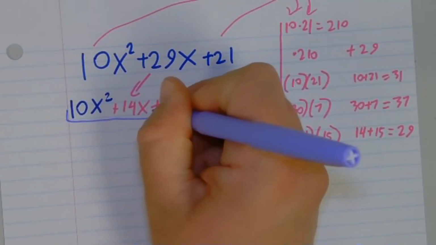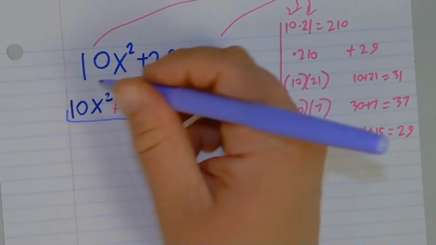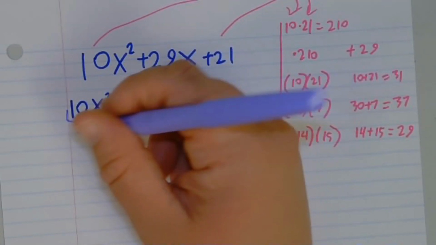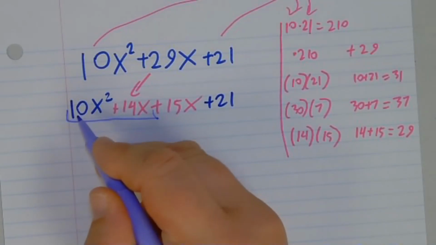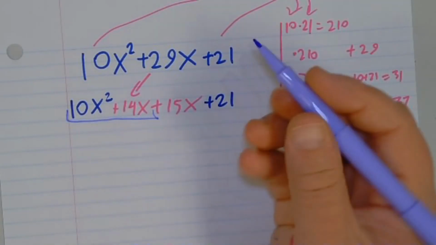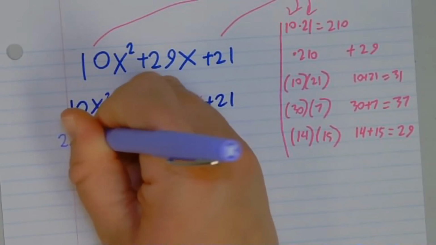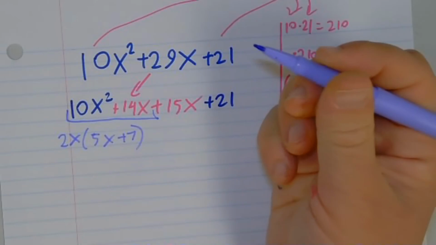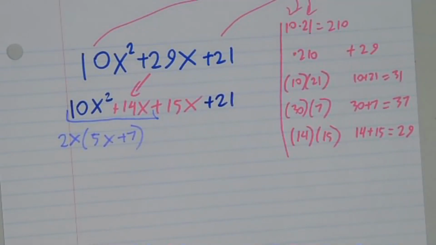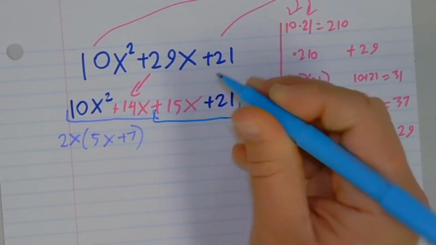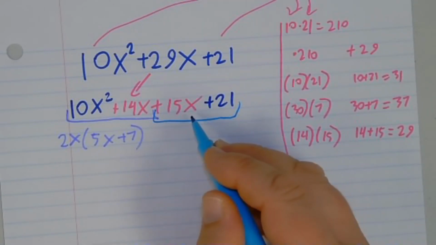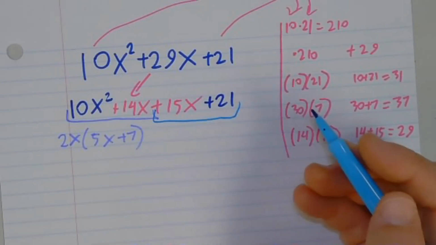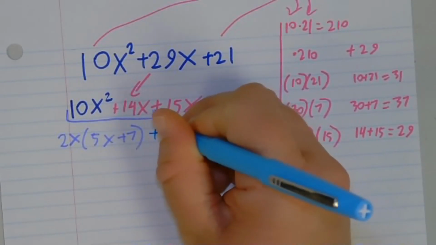10x squared plus 14x. Well, let's see. I can definitely factor an x out of both of those and a 2. And that's really all I can get because 10 is 2 times 5 and 14 is 2 times 7. So all I can get out of that is 2x, leaving me 5x plus 7. And here, 15 is 3 times 5, and 21 is 3 times 7. So all I can factor out of that is a 3.